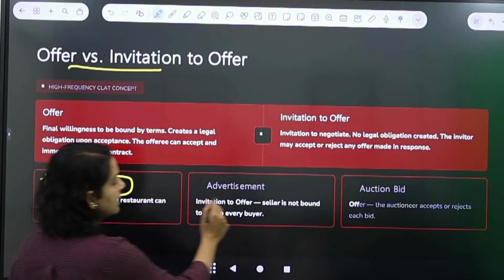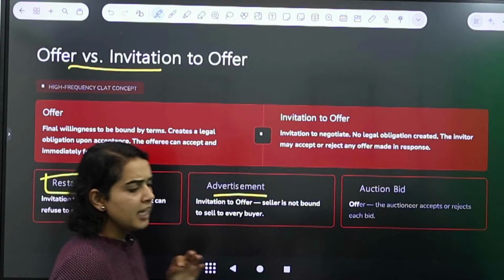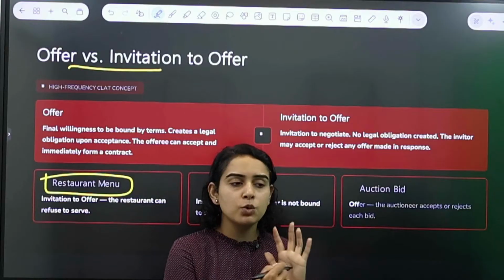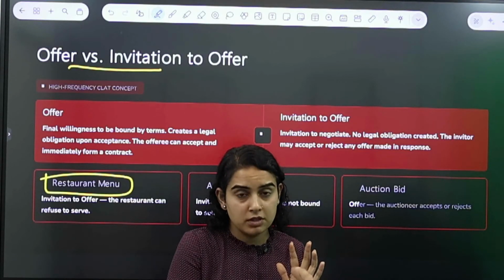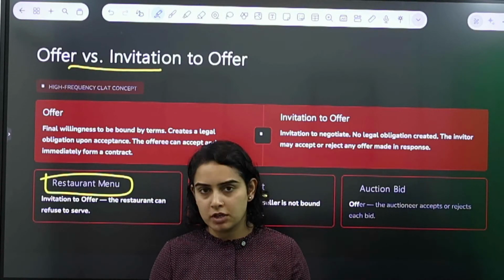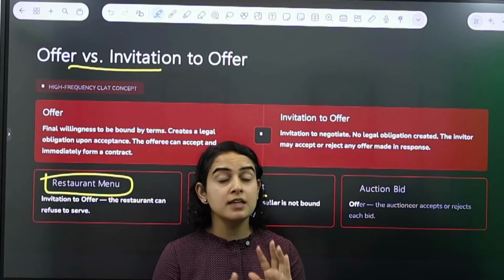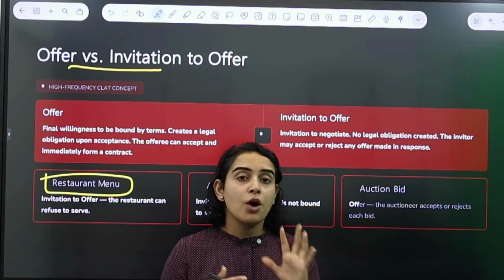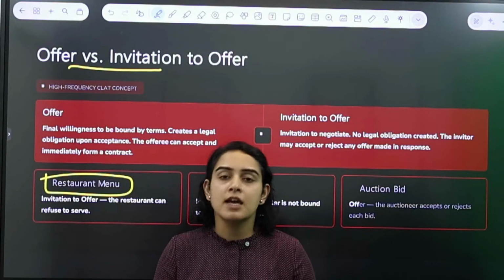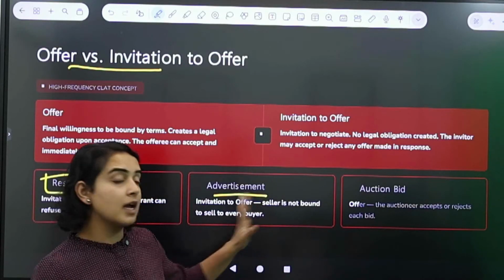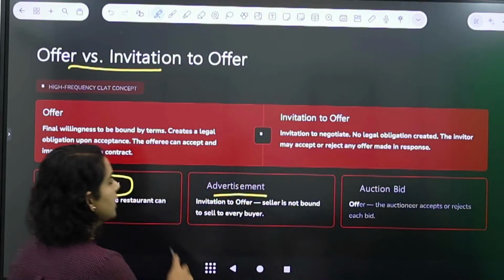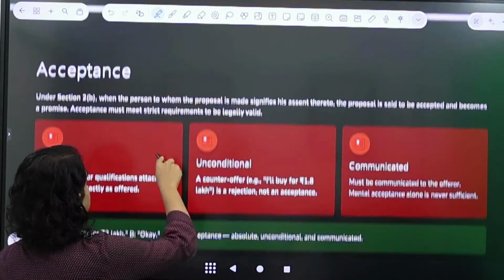Same way, any advertisement that you see, okay, this product has to be sold, and you like the advertisement and now you want to buy that product, right? It is an invitation to offer by the company who's selling the product, who has run the advertisement. If you want to buy that product, you will do the necessary things. Now it's going to be the company's job whether they really want to give you the product or not. That's going to be an invitation to offer. Often the difference between the two is tested.